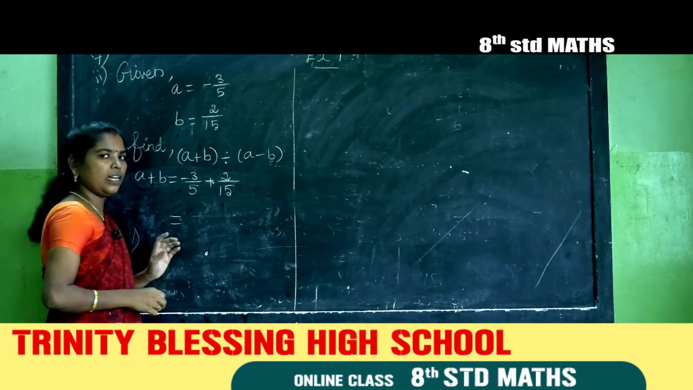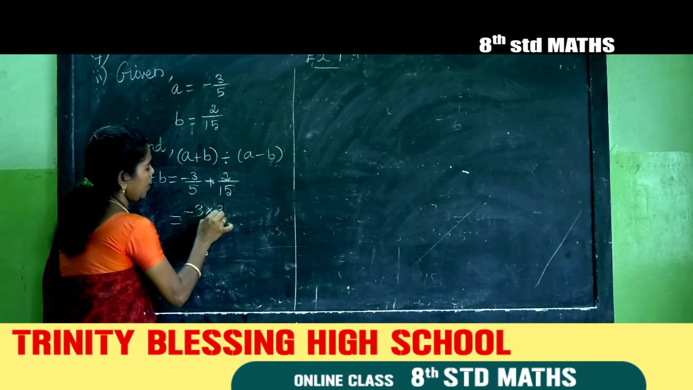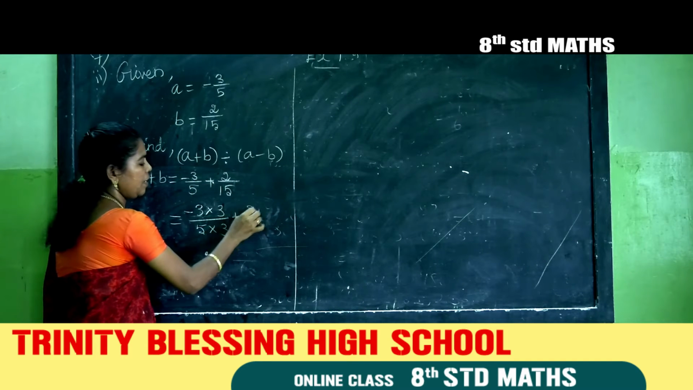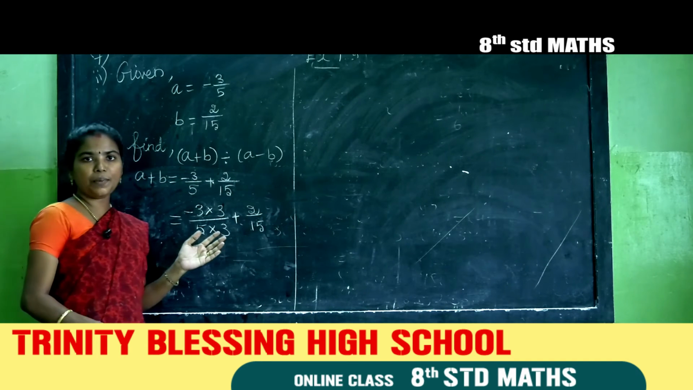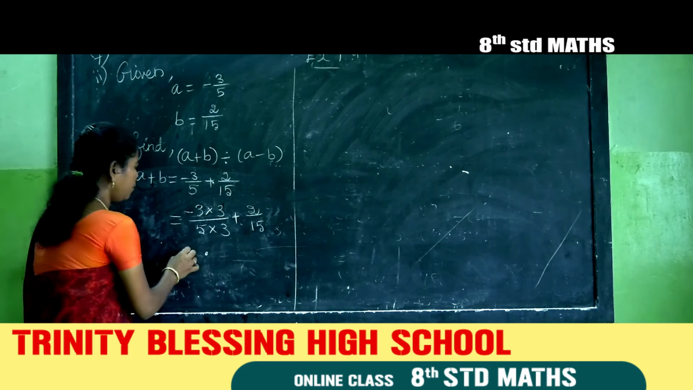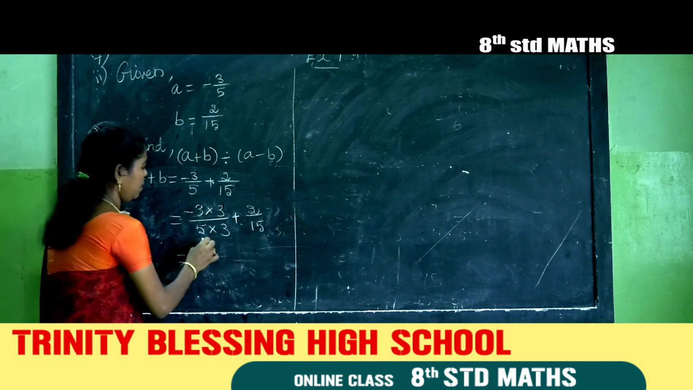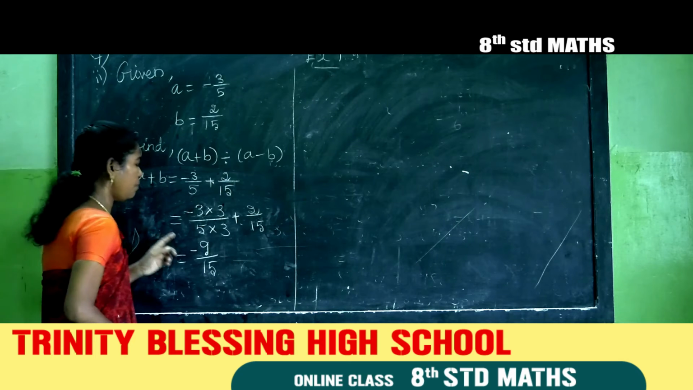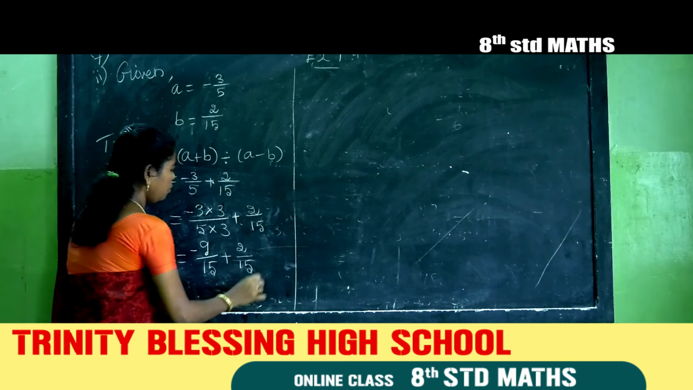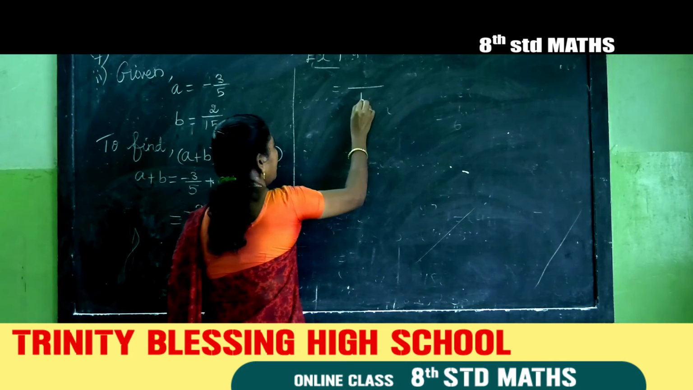If we find LCM also, we will get 15 only. So here minus 3 into 3 by 5 into 3, then plus 2 by 15. We no need to change anything, we no need to multiply by anything because here we have the denominator 15. Now which is equal to, here minus into plus, minus. 3 3s are 9, so minus 9 by 15 plus 2 by 15. Now you see the denominators are equal, so we can put the common denominator 15.